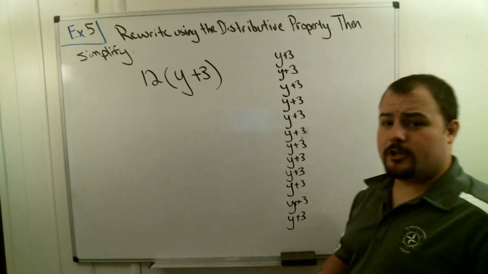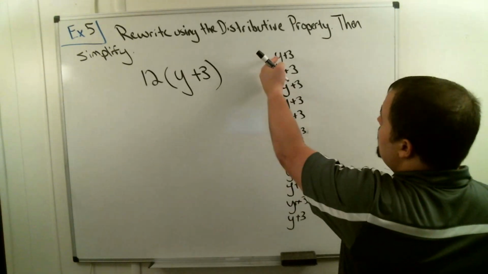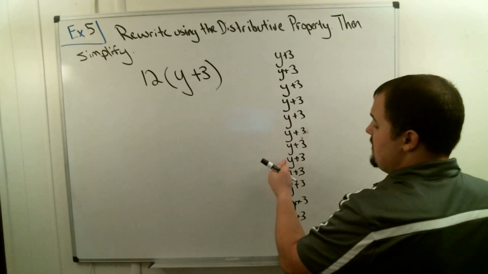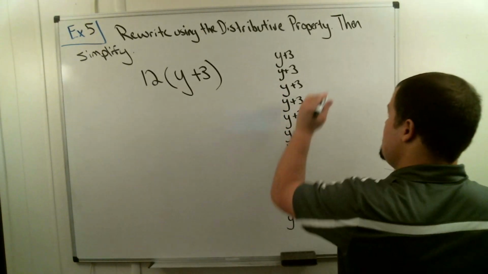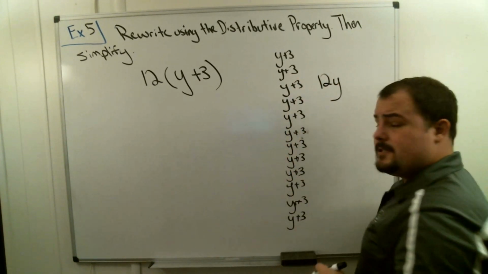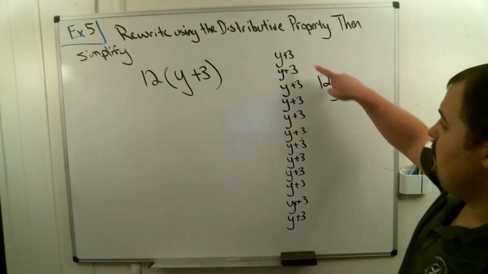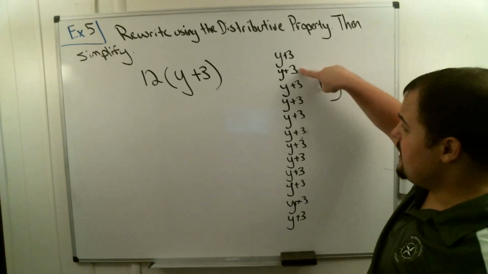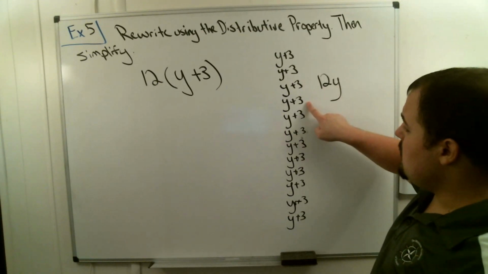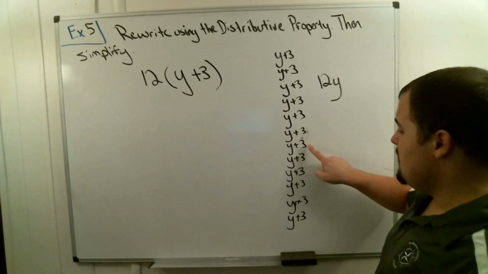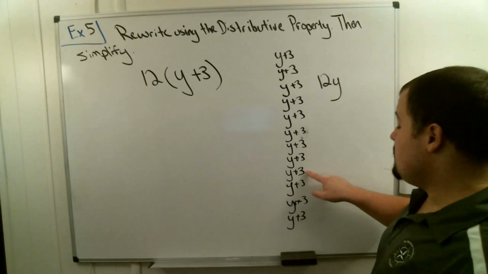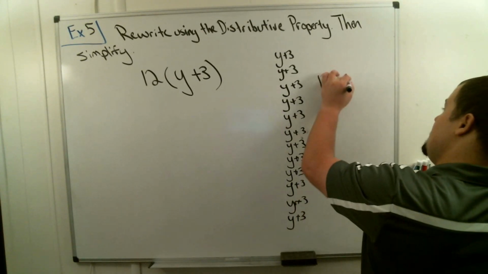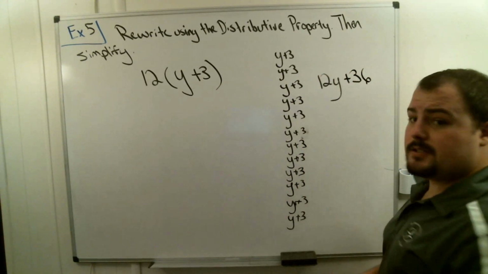But if we look at this, we could count how many times y came up. Y came up 1, 2, 3, 4, 5, 6, 7, 8, 9, 10, 11, 12. So I have 12 letter y's. Then I could say, well, how many times did 3 come up? Well, I have 3, 6, because I'm adding them together, 9, 12, 15, 18, 21, 24, 27, 30, 33, 36. So I really have 12 y's plus 36.